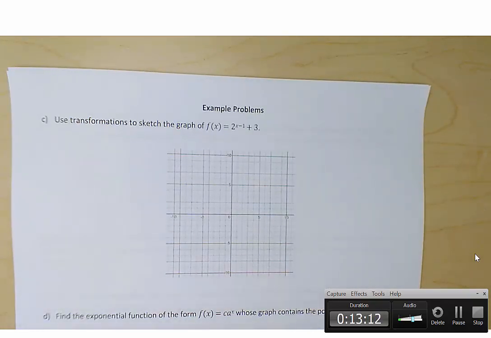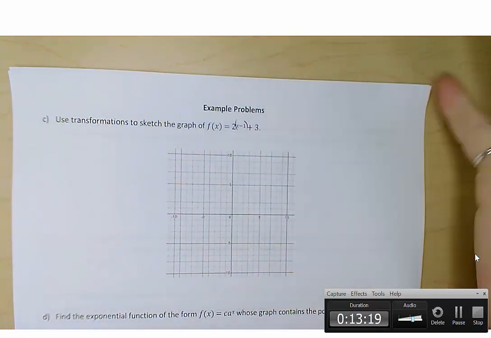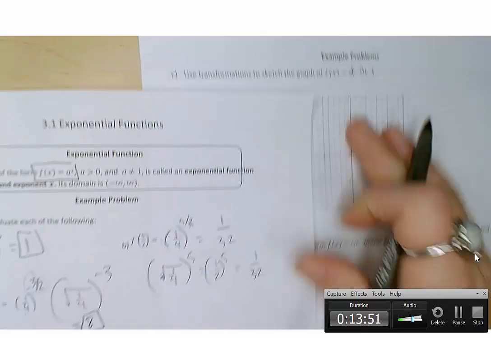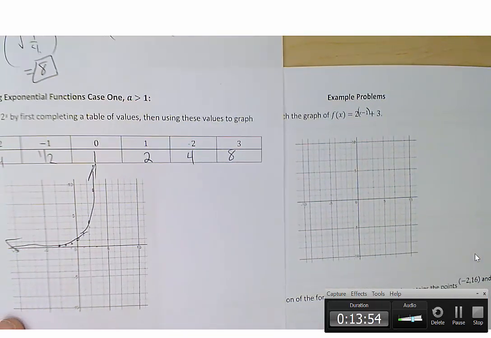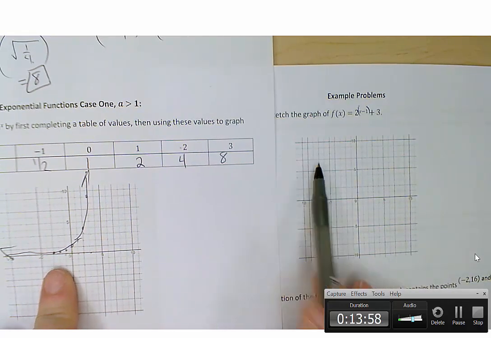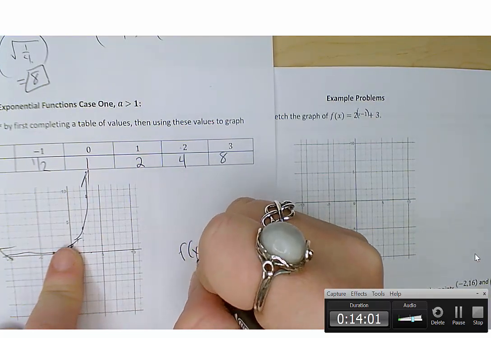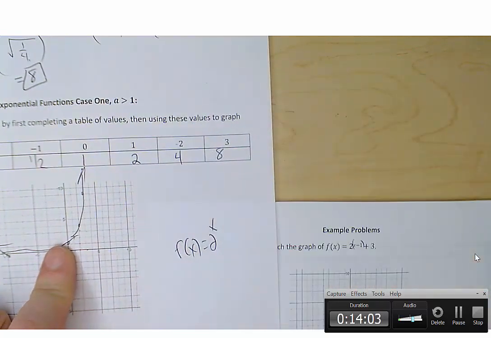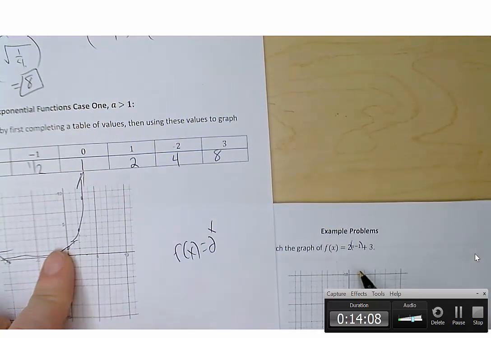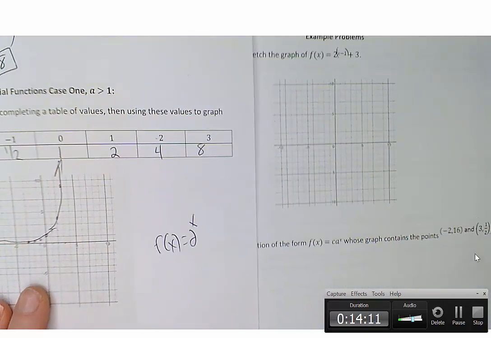So if we take a look at this next example, we're going to use transformations to sketch the graph of f(x) = 2^(x-1) + 3. We did talk about graphing f(x) = 2^x already. So that's this graph right over here. The difference between this one and that one, so this one was f(x) = 2^x, we now need to graph f(x) = 2^(x-1) + 3.